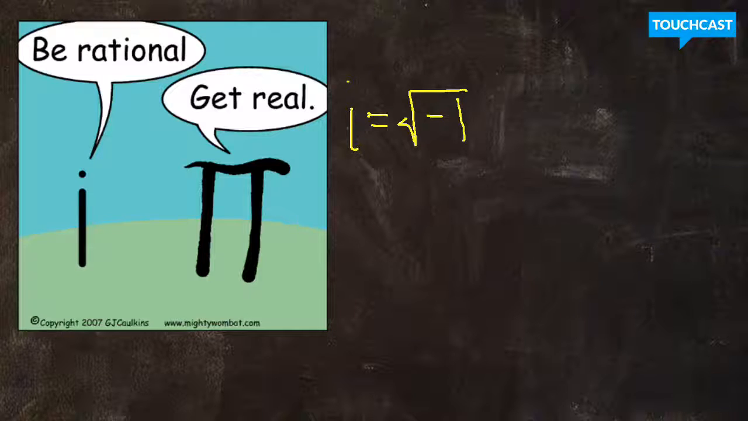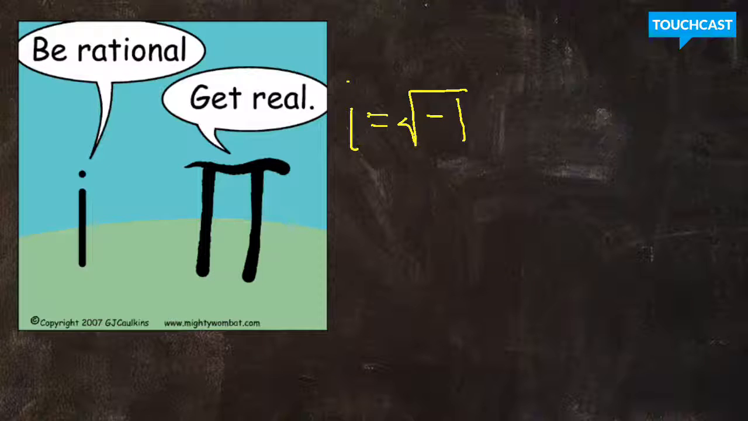Since you cannot take the square root of a negative, it's called imaginary, and the opposite of an imaginary number would be a real number. So in this cartoon, pi is telling the variable i that he needs to get real. Now let's take a look at pi.